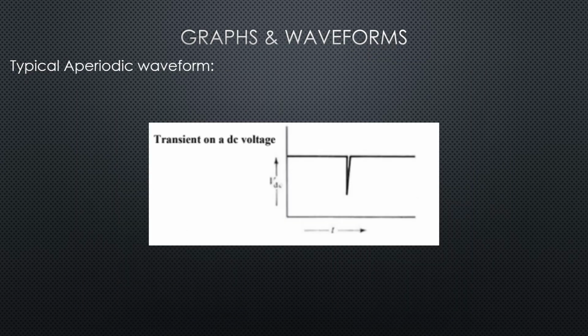So here's a typical aperiodic waveform. You can see it's got the spike going down. It looks a lot like the spike waveform on the previous slide, but the difference here is it's probably like a one-time event. It happened and then it's gone. Other aperiodic waveforms you could think of would be noise, or something that's just not repeating.